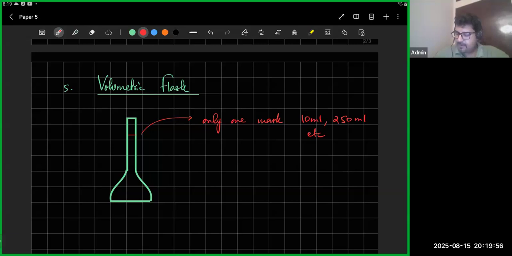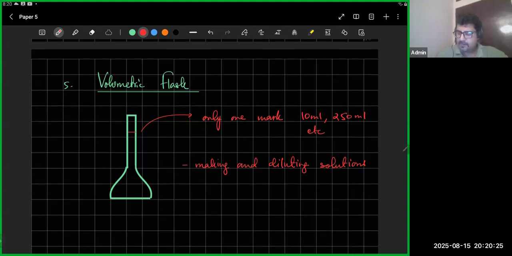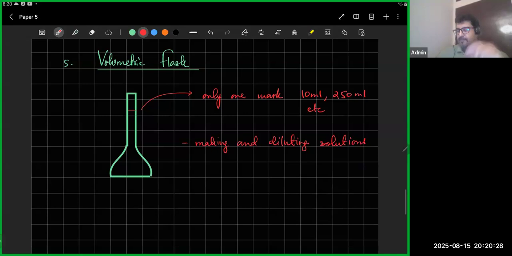Okay. What is it used for? It's used for making and diluting solutions. That is what you do with a volumetric flask. How do we dilute solutions, or how do we make solutions? That's going to be a separate story. Okay, that's something that is very important. You get asked this very frequently in your P5.